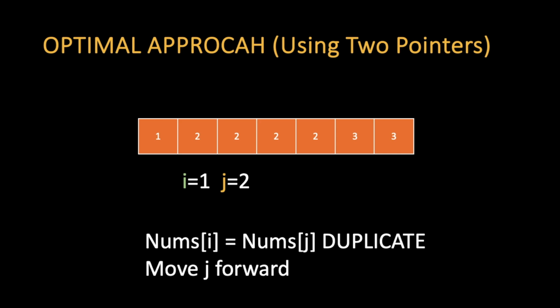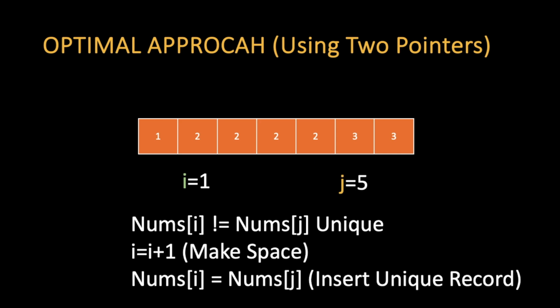Now again we will check nums of I is equal to nums of j. This condition matches, so that means they both are duplicate elements. In case of duplicate, we don't do anything, we will just move j forward. Now j will become 3. Again we check nums of I is equal to nums of j. Again this condition is true, that means duplicate elements are there, we will not do anything, we will move forward. Now j becomes 4. Again nums of I is equal to nums of j, because 2 is equal to 2. We will again not do anything, we will move forward. Now j will become 5.